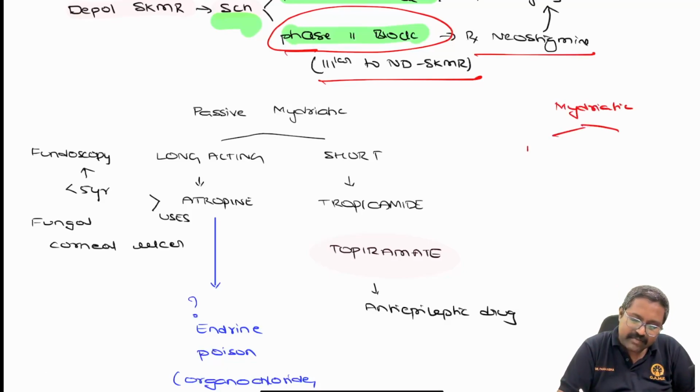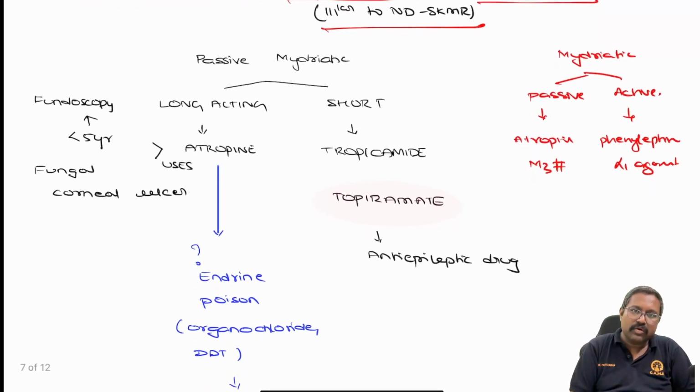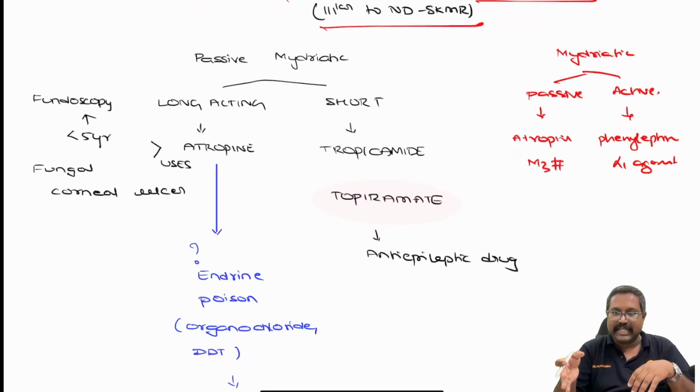So there is a passive mydriatic and an active mydriatic. Passive mydriatic example will be your atropine, and active mydriatic example will be your phenylephrine. So this is the M3 blocker, and this is the alpha-1 agonist. So passive mydriasis, let us find out which is the longer acting passive mydriatic and the shorter acting mydriatic.